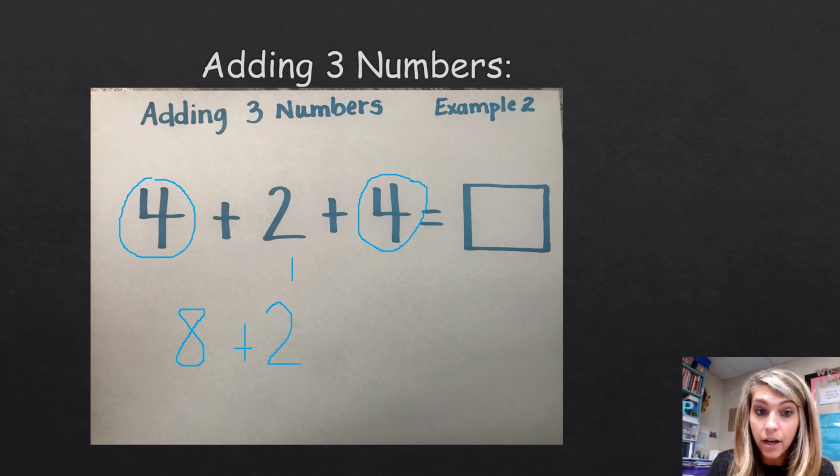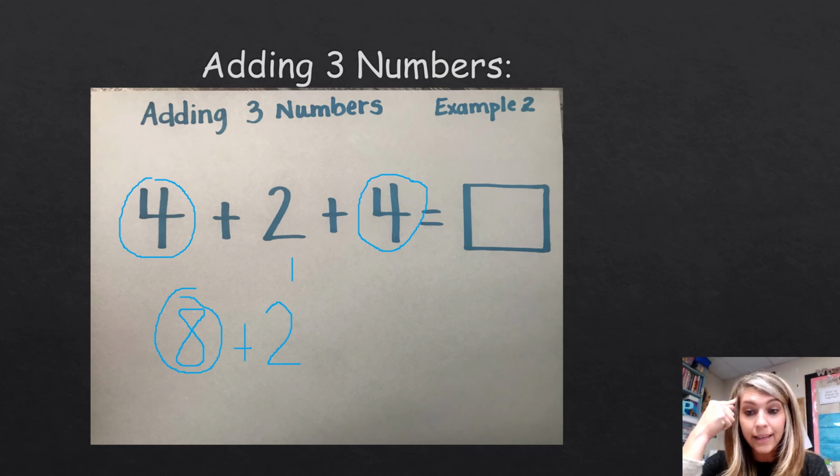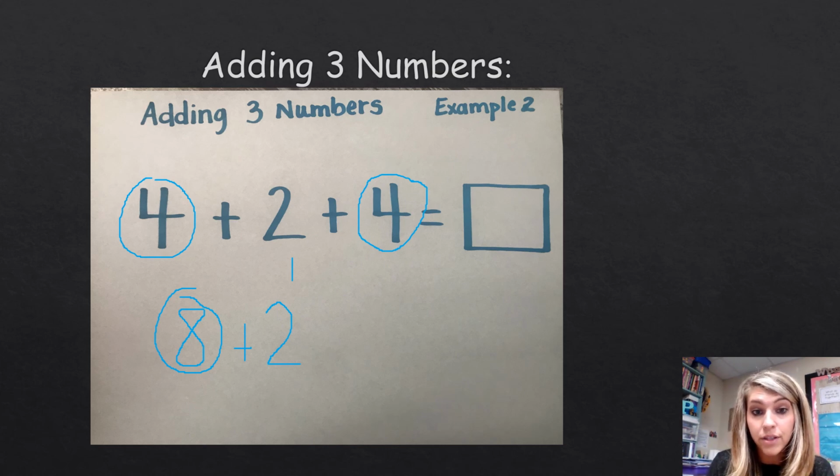And here I'm going to use my count on strategy. So I'm going to circle 8. I have 8 in my head, count on 9, 10. So I know that 8 plus 2 is 10. So that means that 4 plus 2 plus 4 is equal to 10.